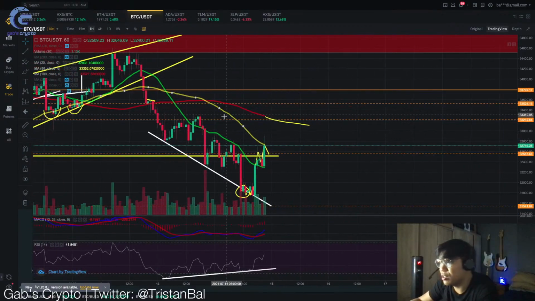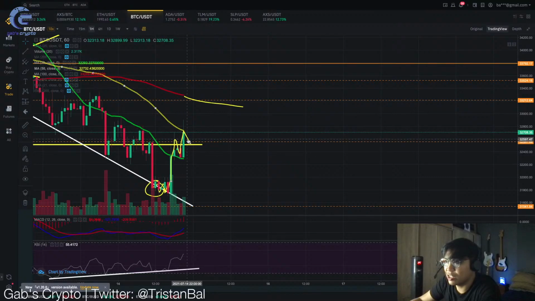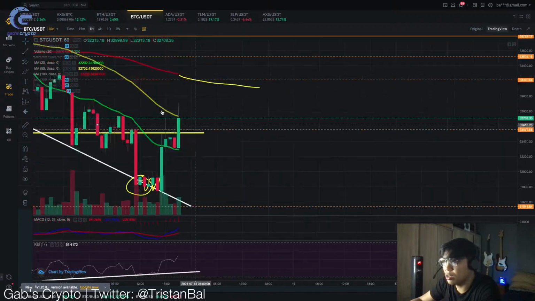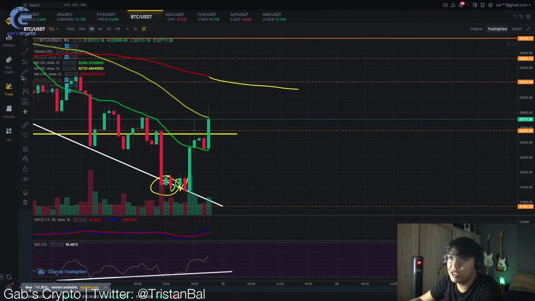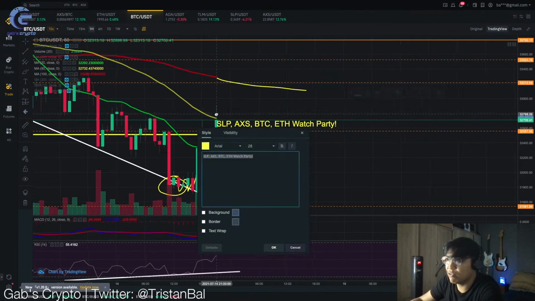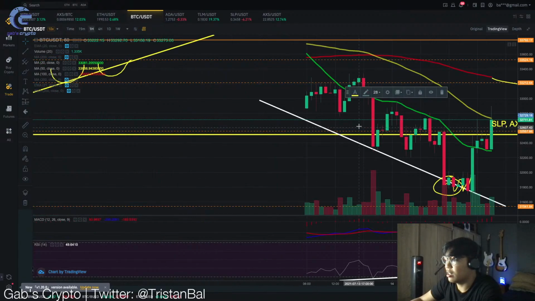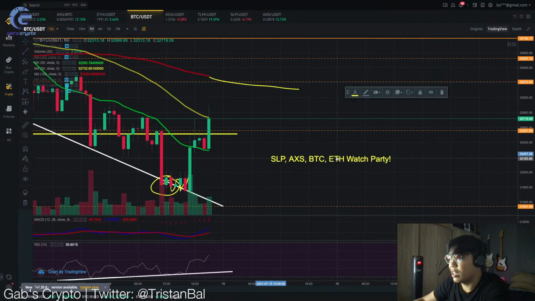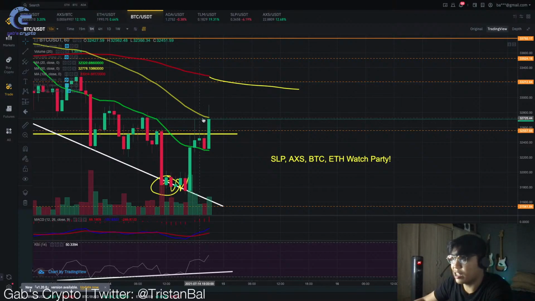Now, for Bitcoin, hindi pa natin na-break yung 50 moving average and right now, it's proving to be a strong resistance for this pump. Pero if na-break natin itong moving average, ang next target natin for Bitcoin would be the 100 moving average and that one is around the 33.2k US dollar. So, kailangan natin siya ma-break at that level. Kailangan natin ma-break itong 50 moving average.